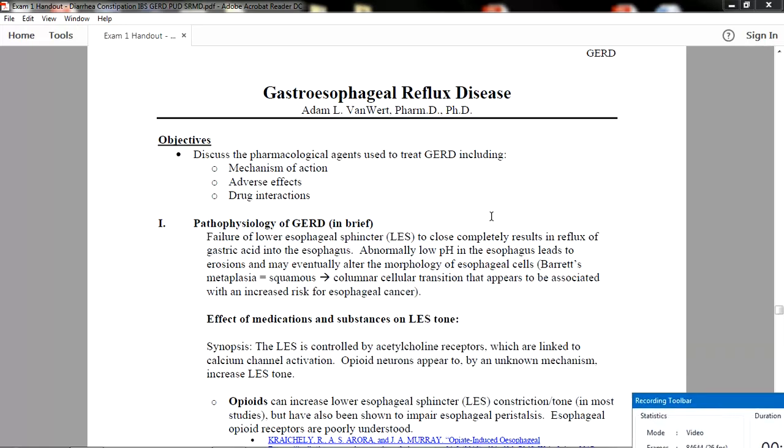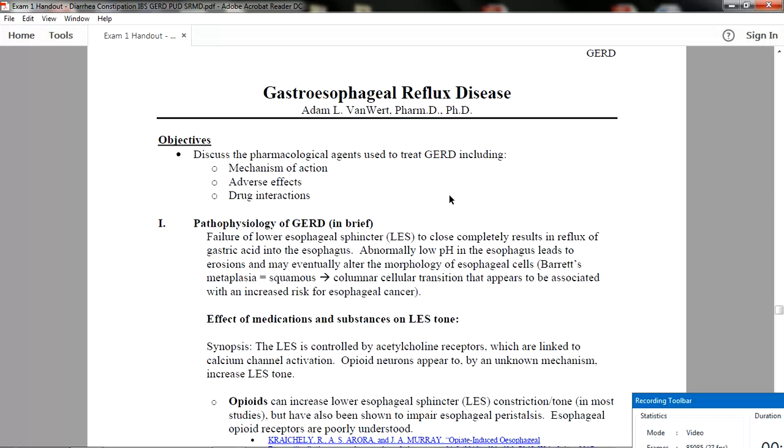But I'm going to go ahead and move over to gastroesophageal reflux disease, or GERD. This is going to be a lot quicker, because it's some of the same drugs, which I won't go over again, and just a lot less involved.